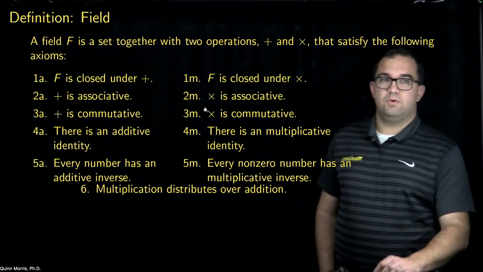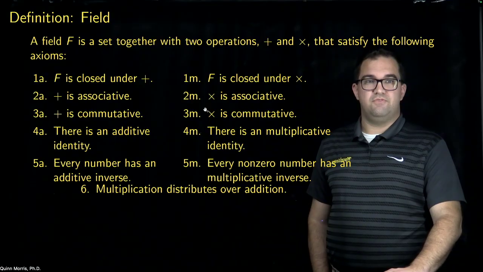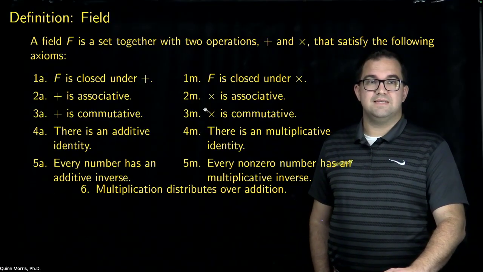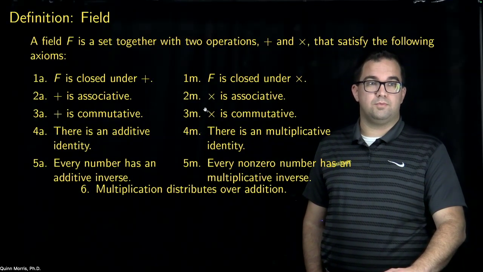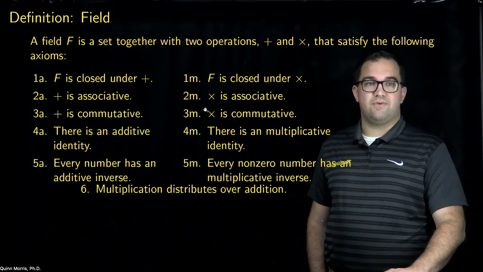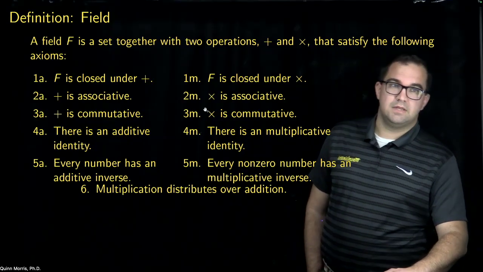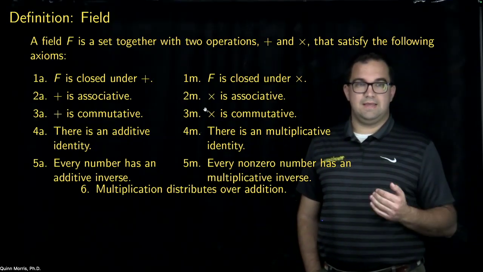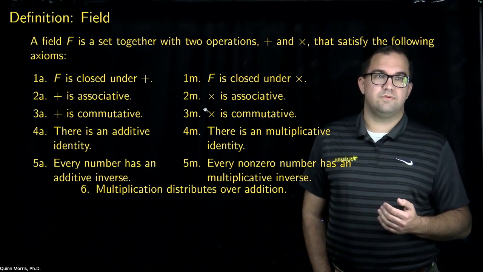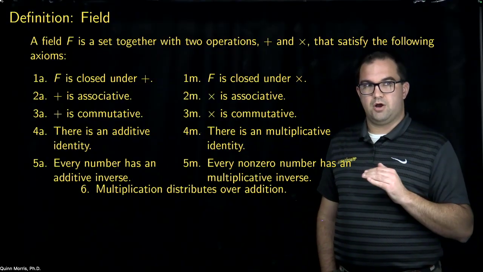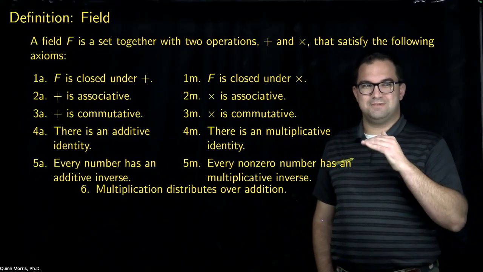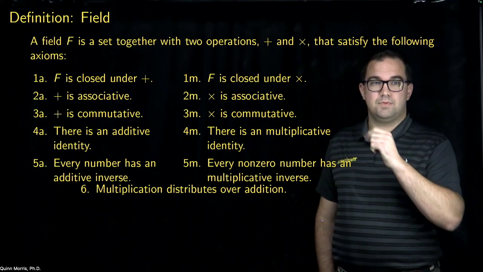To begin, we want to start with the definition of a field. So a field is a set together with two operations, which we're going to call addition and multiplication, that satisfy the following axioms. Now, this might look intimidating at first, but let's take these carefully one by one, and we'll see that they're maybe not as scary as they seem.